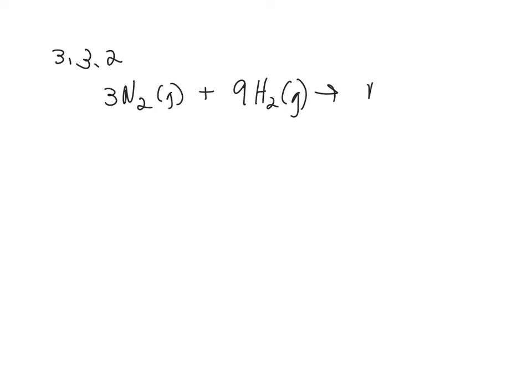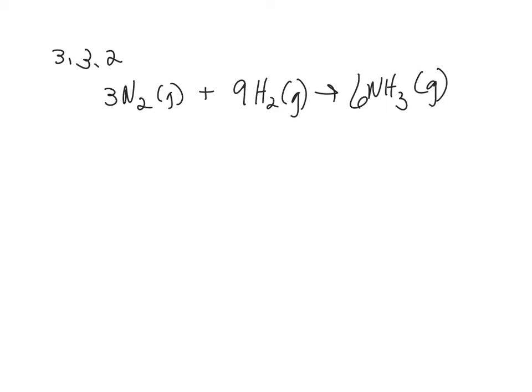Okay, let's do another one here. Let's do our 3.3.2. So this one's just showing you pictures of nitrogen, and we have 3 nitrogen gas molecules, and we're adding it to 9 hydrogen gas molecules, and we're making ammonia, NH3, and we have 6 of those. So those are the concepts here.